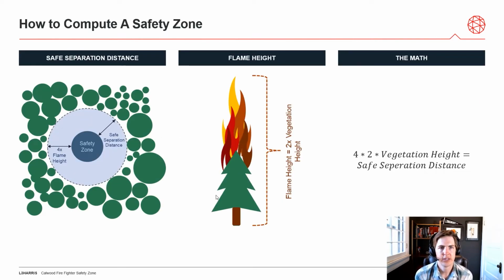So how do you compute one of these safety zones? You do it by looking at 4 times the flame height. So let's say you had a 1 foot tall flame, you would then need to stand 4 feet away from that flame to not get burned. And then a nice proxy for flame height is actually 2 times the vegetation height. So if you put those together, you have 4 times 2 times the vegetation height, and that will give you the safe separation distance.